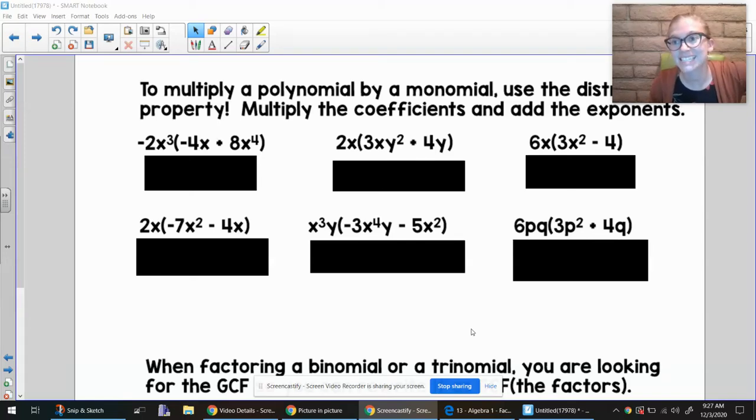Hi everybody, I'm Miss Cooksey, and today we are going to be talking about multiplying a polynomial by a monomial and then reversing it, so factoring out a monomial from a polynomial.